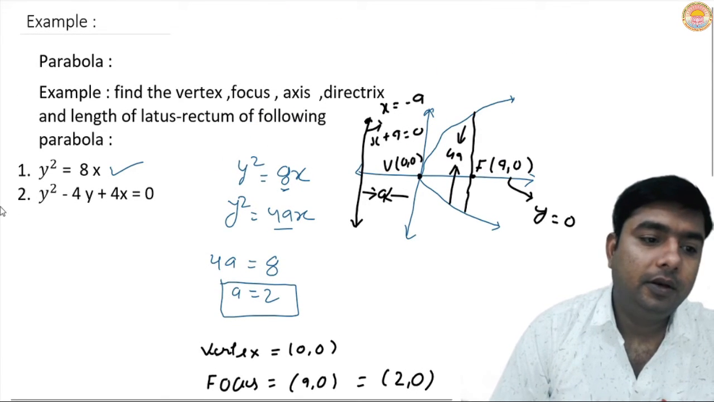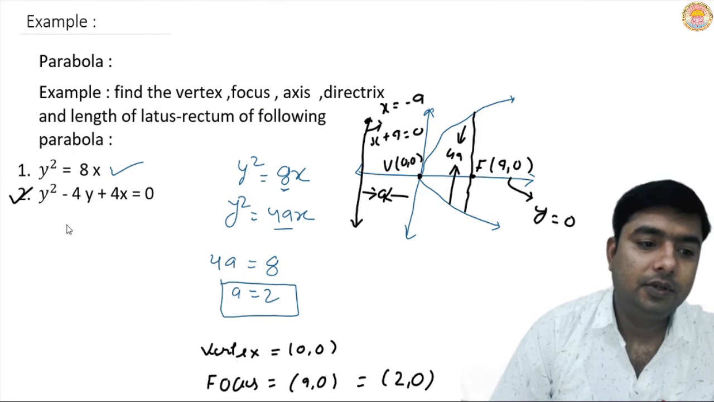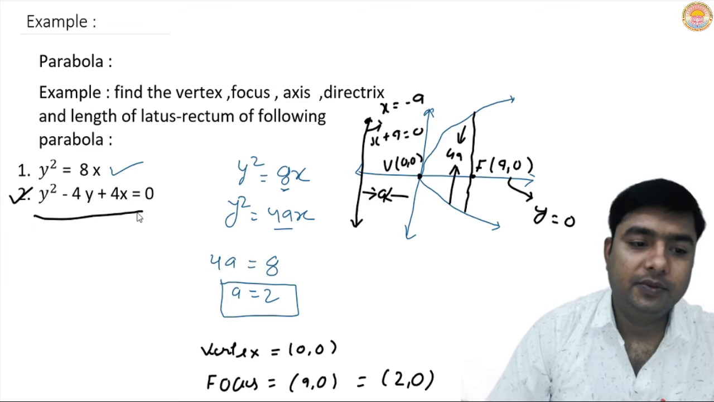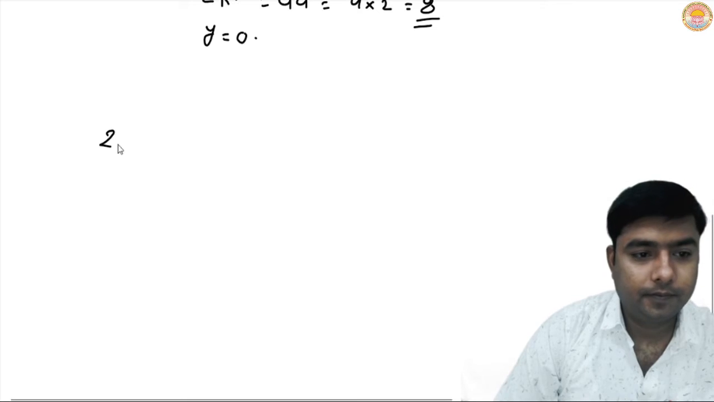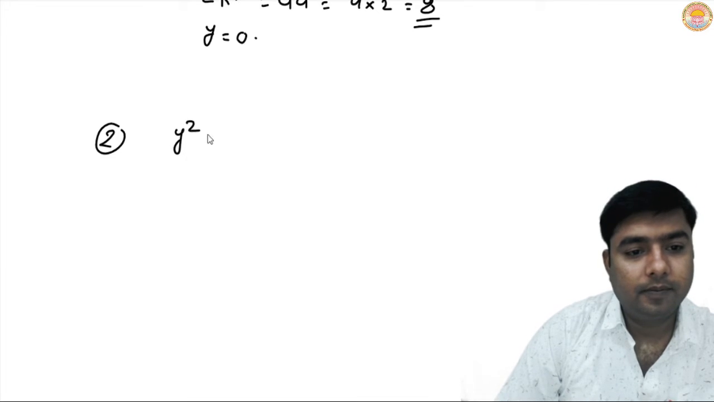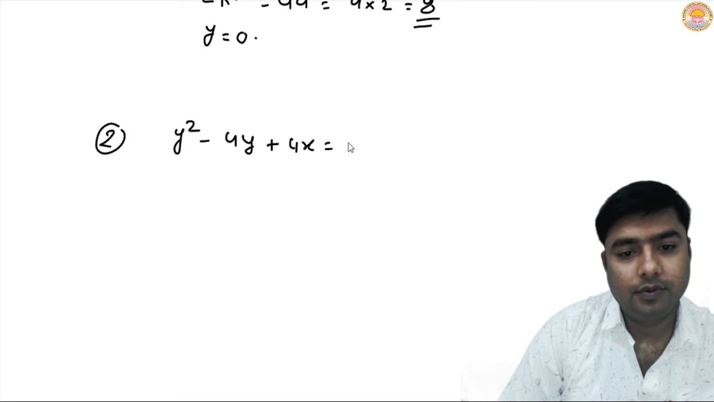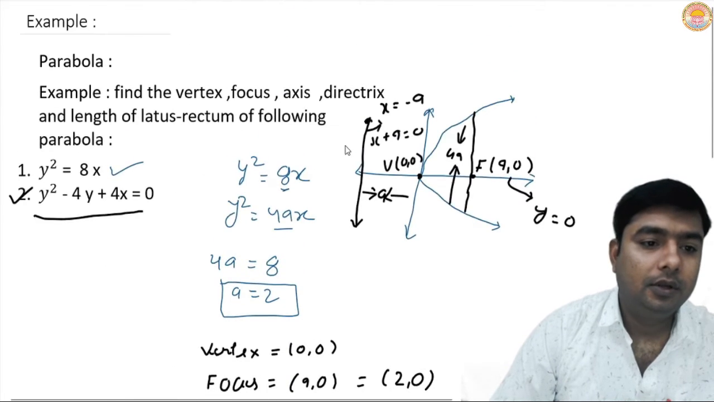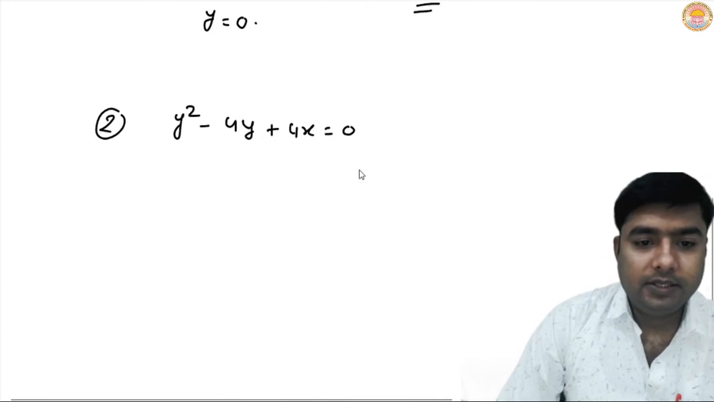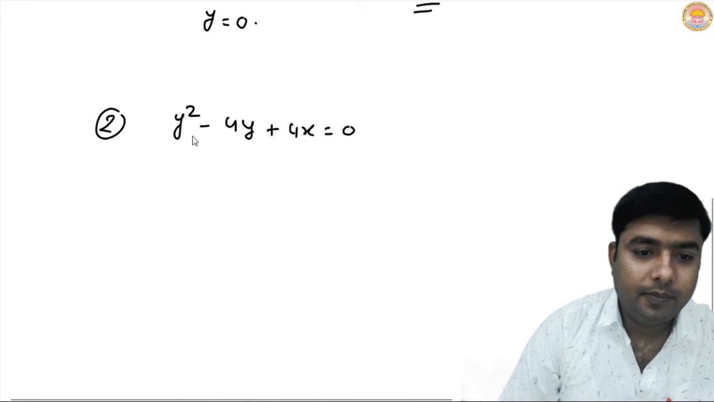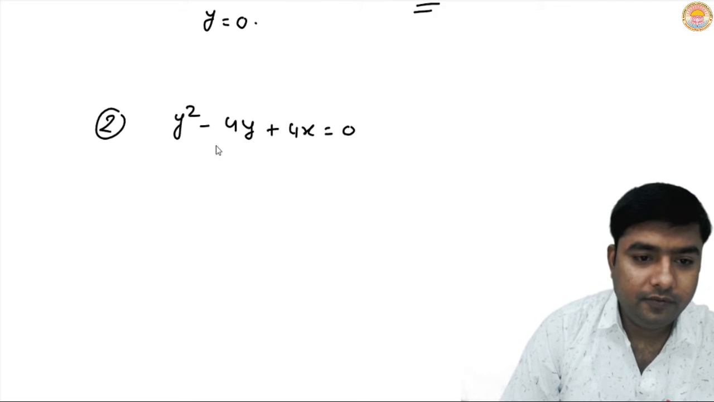Okay, the second question is y square minus 4y plus 4x equals 0. This is the second question. Same thing is here, but this parabola is not a standard parabola. So we use the completing square method.